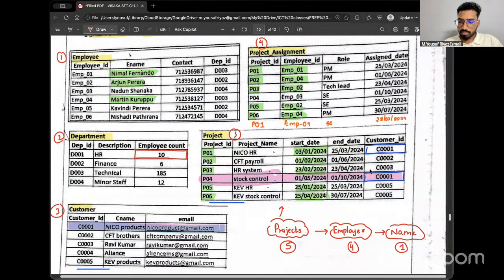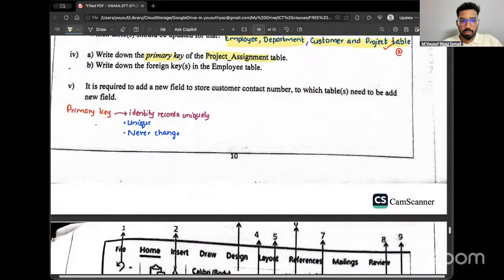I didn't get it. Can you explain again? So what I was saying was, first of all, Zainam, tell me, are you clear that employee ID, role, assigned date, these three can't be taken as primary key? Are you clear with those? Basically, primary key values have to be unique. So what do you mean by unique? Unique means it can't repeat.